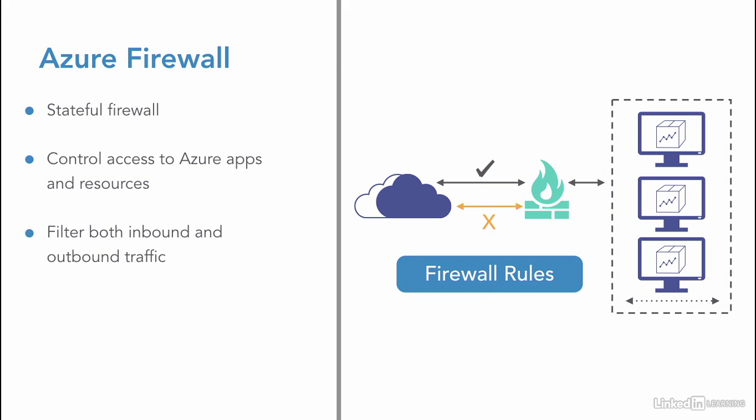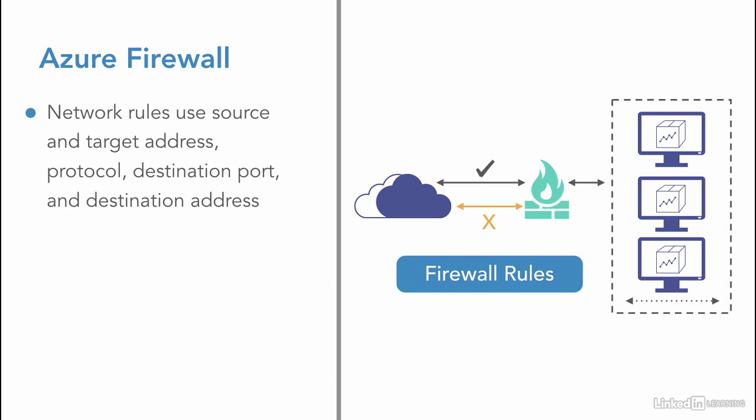The Azure firewall can be configured using application rules that use FQDN, or fully qualified domain names, or you can use network rules, which use source and target addresses, protocol, destination ports, and destination addresses.